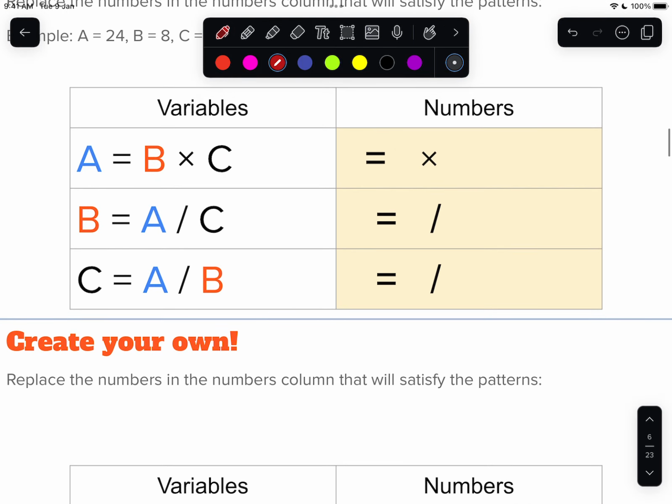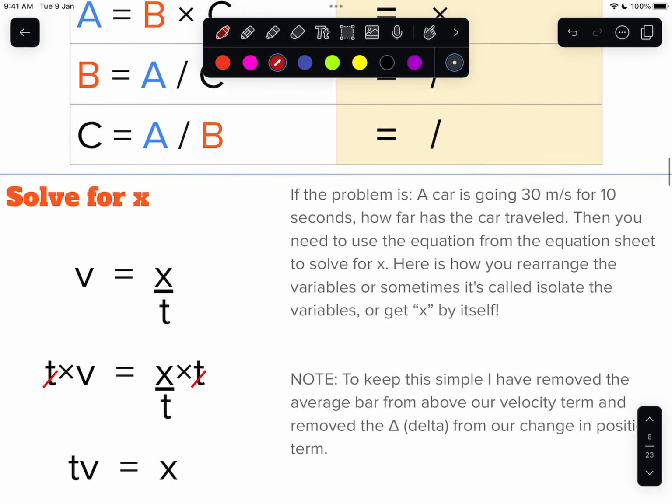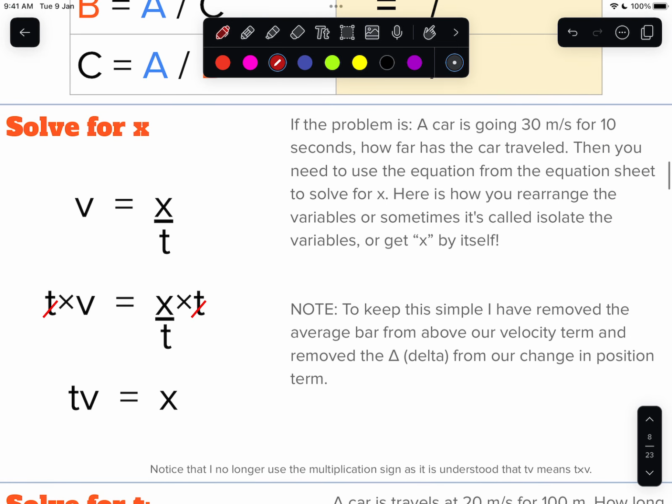You make that chart in your notebook. You can do two if you want. Okay, so here again is how to solve for x.